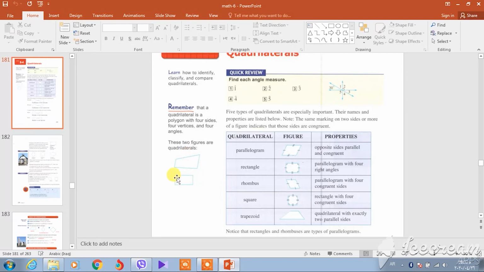This one is also a quadrilateral, and a rectangle also. You can say this is a quadrilateral and parallelogram. You can say this is a quadrilateral and rectangle. This is a quadrilateral and rhombus. This is a quadrilateral and square. And this is also a quadrilateral and trapezoid. But this one is just a quadrilateral, it is not a rhombus, not a rectangle, not a square, trapezoid, or parallelogram.